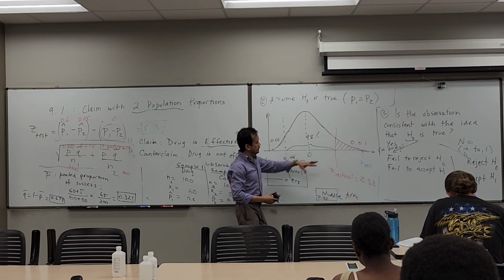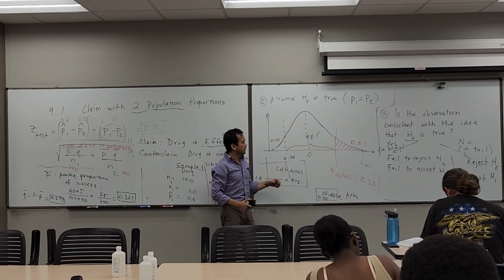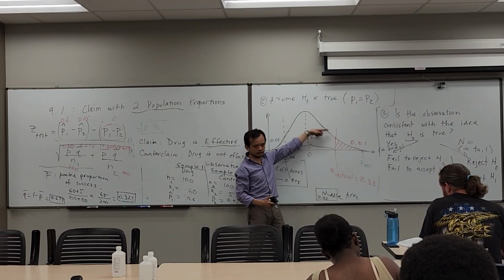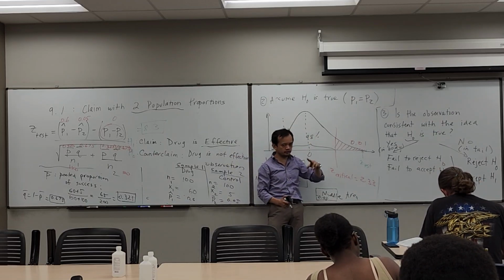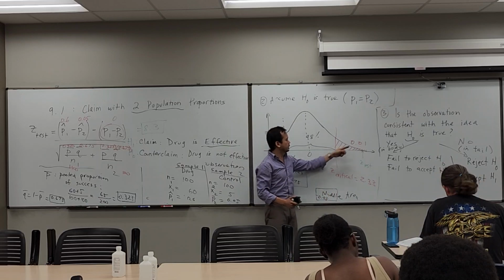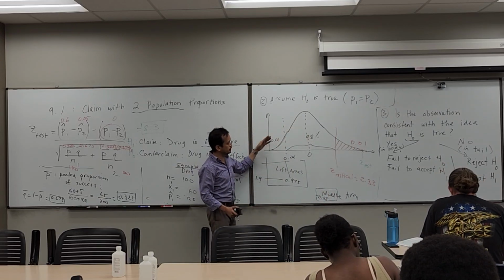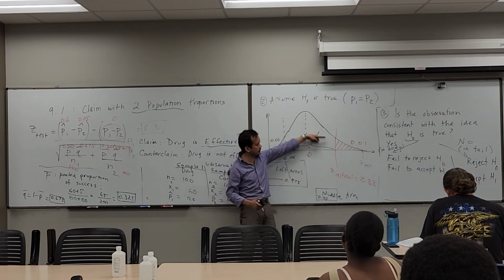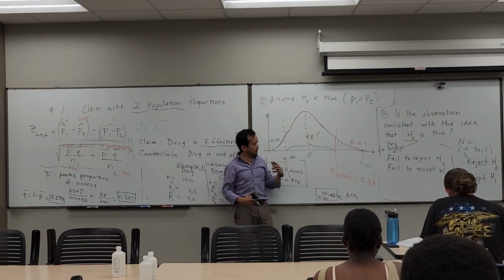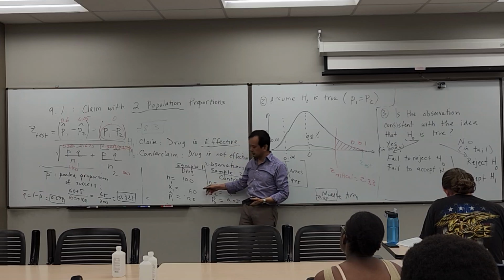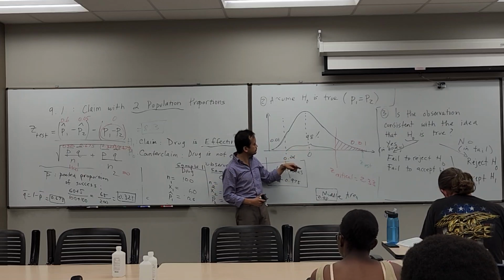So the most important thing about this picture is, first of all, knowing that it's a bell curve, because we're dealing with a claim that has proportions in it. In this case, 2 proportions, but one proportion will be a bell curve as well. So claims with proportions will be a bell curve. And then the confidence level gives you the area of the body.